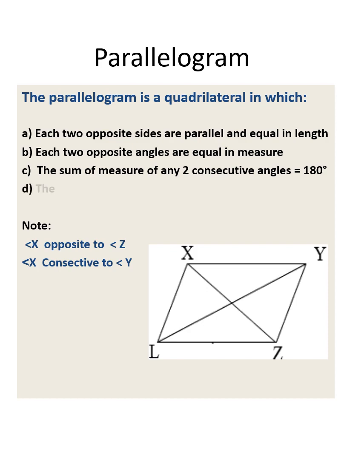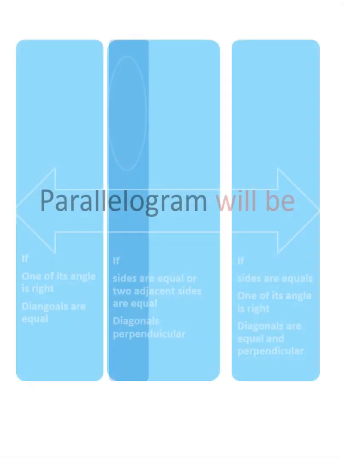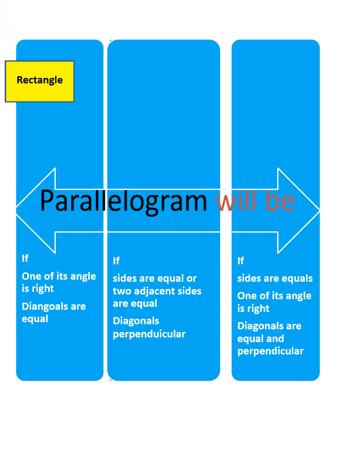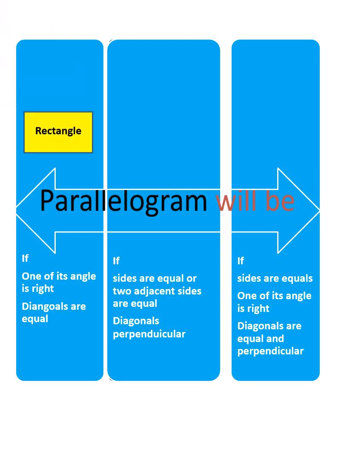The two diagonals bisect each other. It means diagonals XZ and YL bisect each other, divided in two equal parts. A parallelogram will be a rectangle if one of its angles is right. A parallelogram with a right angle is called a rectangle, and its diagonals are equal.